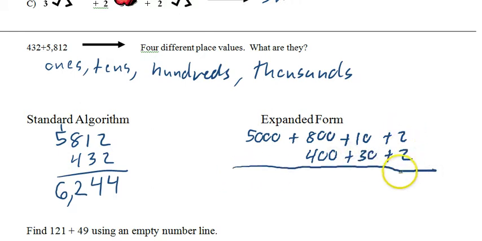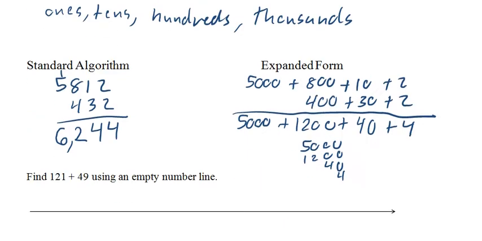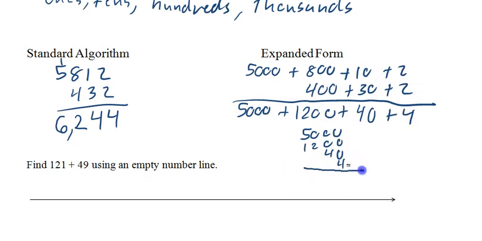So we get 2 plus 2. That's a total of 4. Oh, what's 10 and 30? That's 40. And then 800 and 400, that's 1,200, plus 5,000. So when we put these together, it's 5,000, 1,200, 40, and 4. Which is why you notice that 1 just carried over. And we get that same answer.